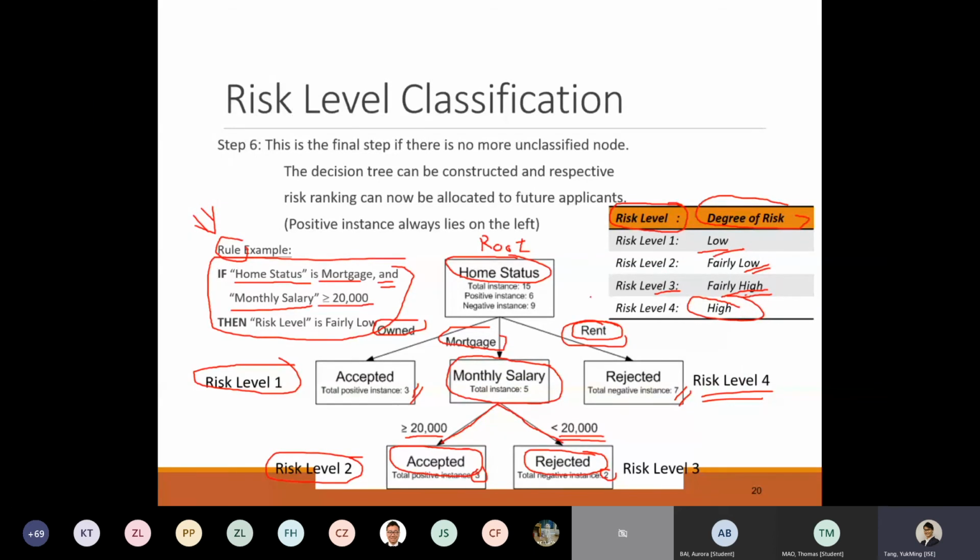So by using this rule-based reasoning, finally we can set up the rules for the expert system, or we can set up the risk level to decide whether we lend money to these different customers.